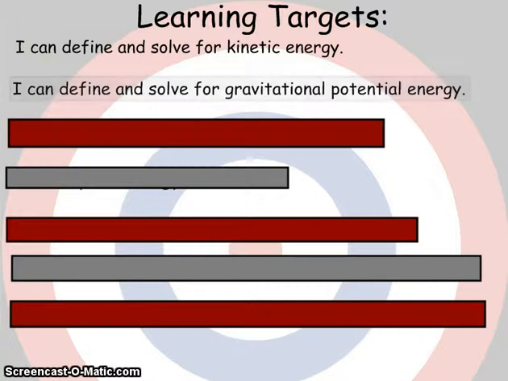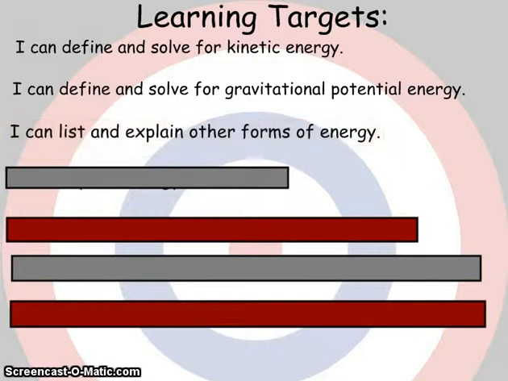I can define and solve for gravitational potential energy. GPE, we said, is when you lift an object, you do work on it. You use a force that is against the force of gravity. This transfers energy to the object and gives the object gravitational potential energy. The formula for this is GPE equals weight times height.